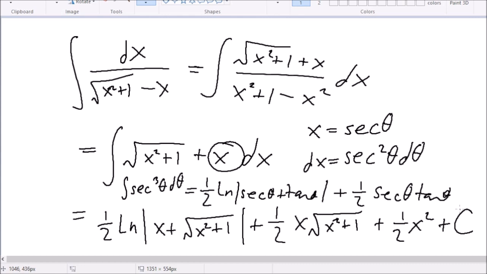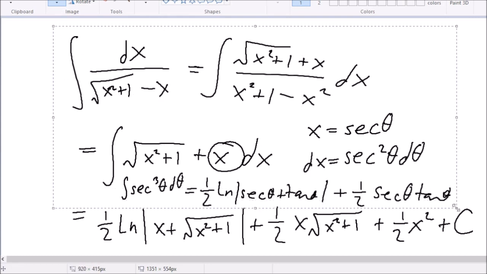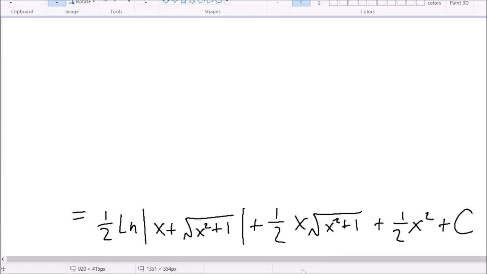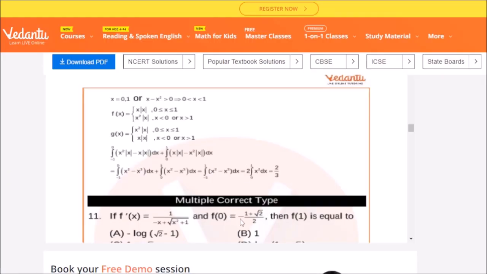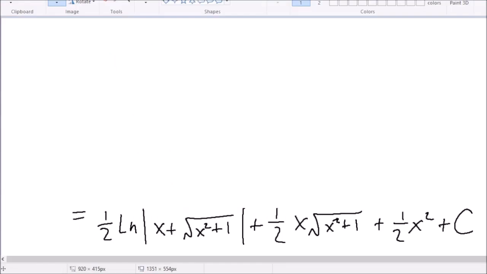Plus c, oh boy. And it wants us to find c. Why? I don't know why. But it gave us f of 0 equals that for no reason. So, f of 0, let's plug in everything. If I plug in 0, this is just 1. No, everything just becomes 0. So this is 0 plus 0 plus 0.